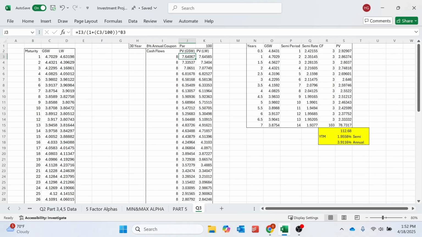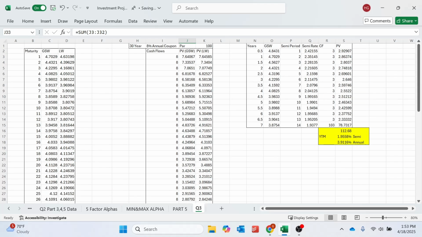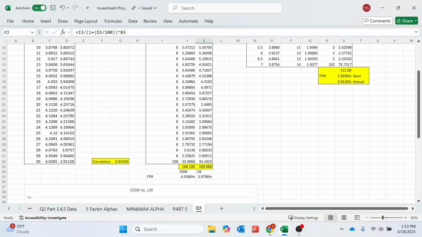You would just discount the $8 by the rate to the maturity, this 1 year. So you see up here in the top, it's this rate divided by 100, giving you a percent or decimal version, to the power of the maturity year, and that gives you the present value of that future cash flow, which is $7.6. And if you do that for all the cash flows, you get that the price to be $168.19. And similarly for the LW method, you do the exact same thing to price those future cash flows, and the present value is $169.